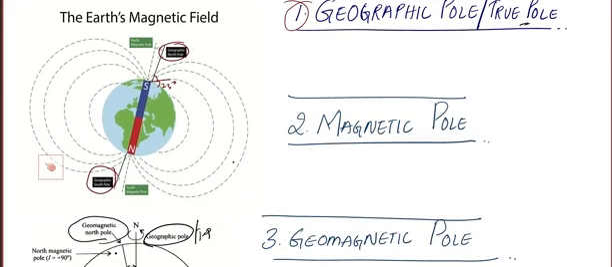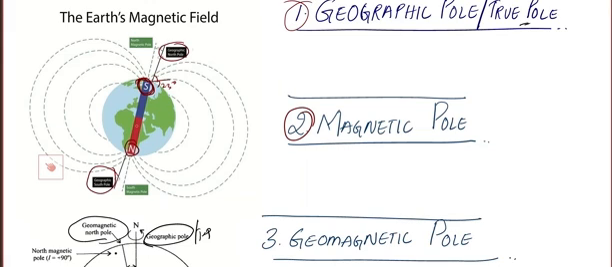And then next we'll see what is a magnetic pole. Magnetic pole is quite opposite to the geographic pole, where the north pole of the magnet is in the southern hemisphere, at the geographic south pole, and the south pole of the magnet, the south magnetic pole, is in the northern geographic pole or northern hemisphere. So this is what a magnetic pole is.